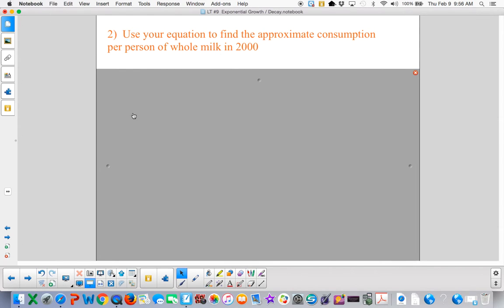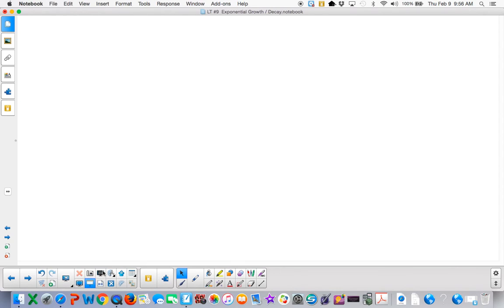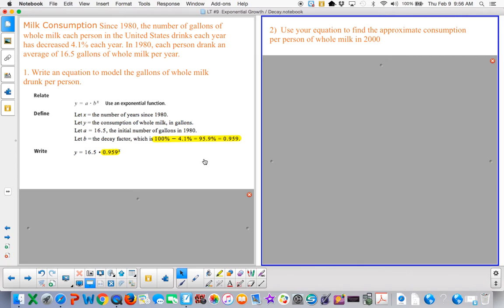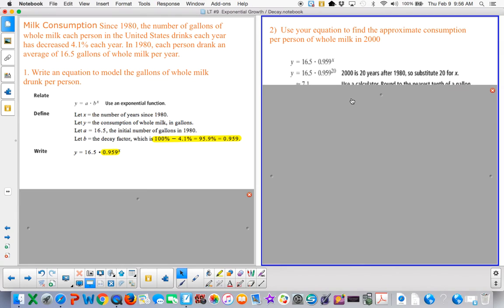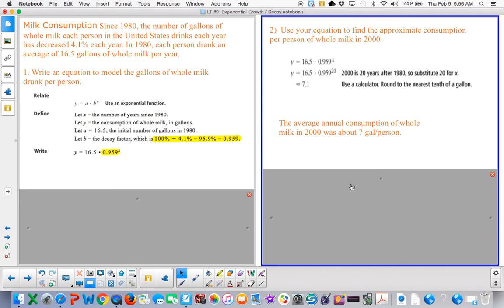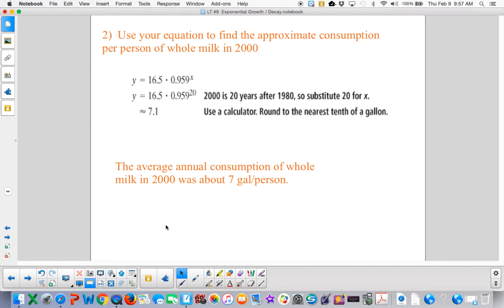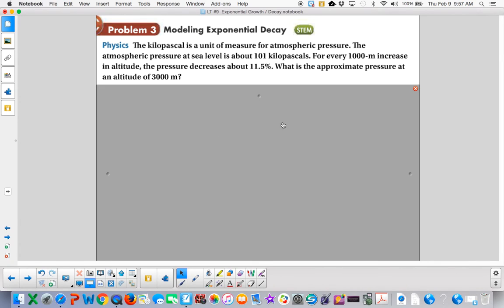We're going to use that equation to see how much would be consumed in the year 2000. So let me do this for you. Go ahead and pause the movie, try that, and then press play when you're ready. All right, so we are plugging in 20 for x because that's 20 years after. We get about 7.1. So the average annual milk consumption is about 7 gallons per person. Of course, discussion can start as to why, or maybe they're drinking alternative forms of calcium.